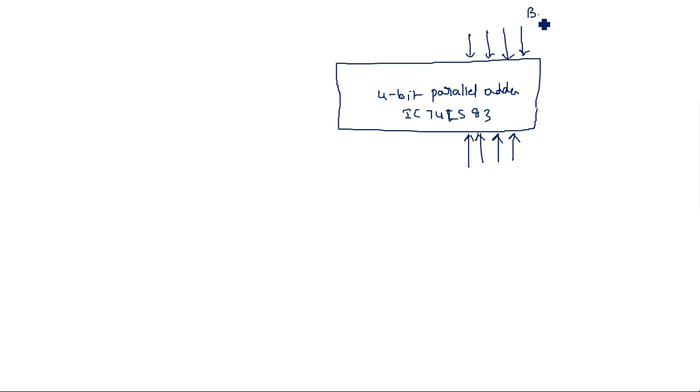Okay, so B0, B1, B2, B3, and A3, A2, A1, A0. Along with these two, we are giving the carry, C0, which is the carry from the lower position adder.